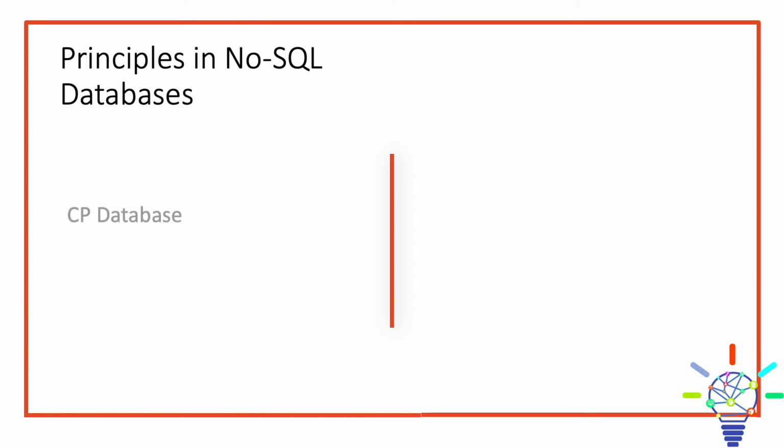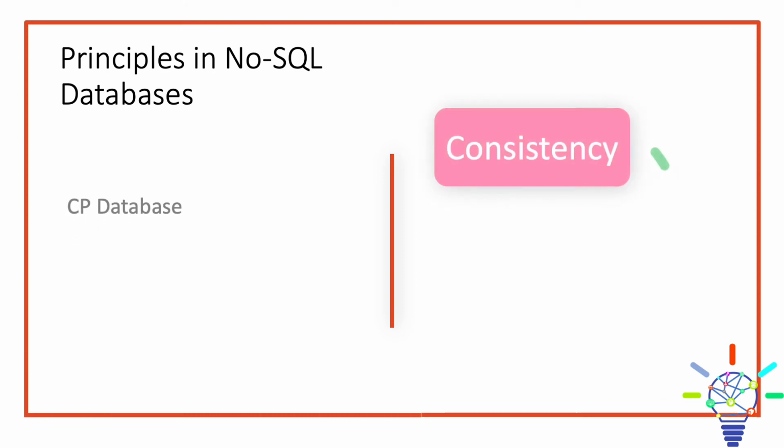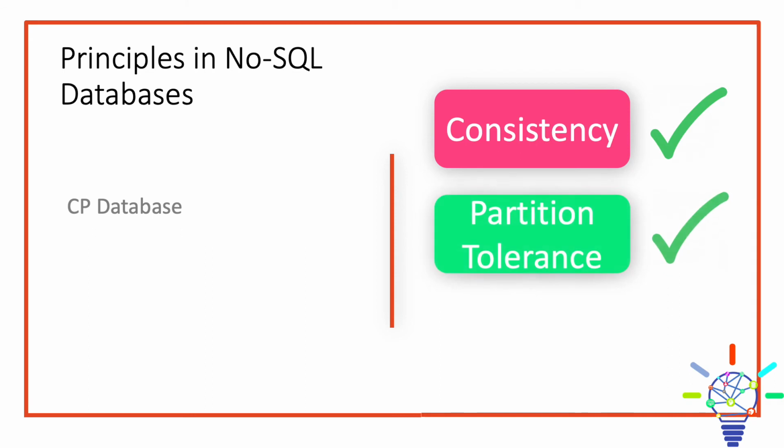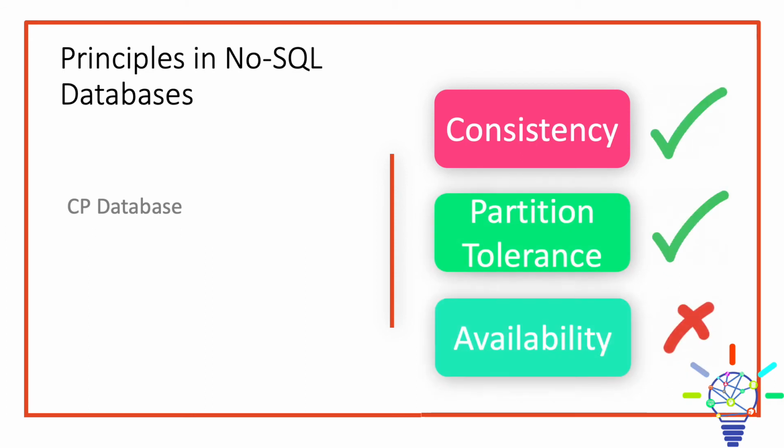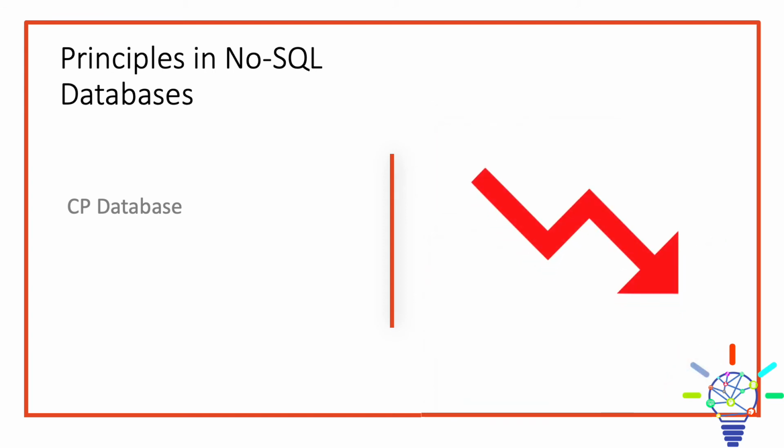CP database. A CP database delivers consistency and partition tolerance at the expense of availability. When a partition occurs between any two nodes, the system has to shut down the non-consistent node, that is, make it unavailable, until the partition is resolved.